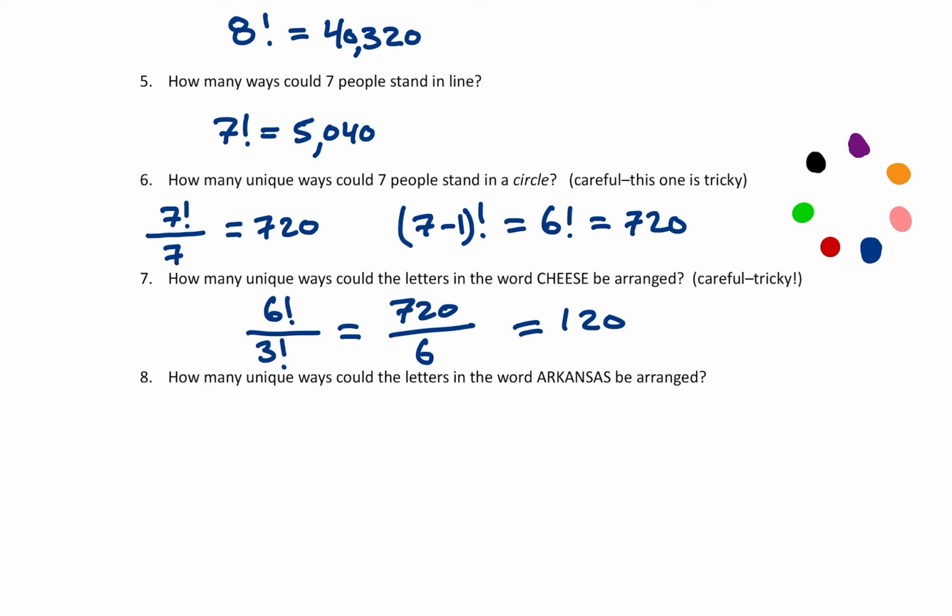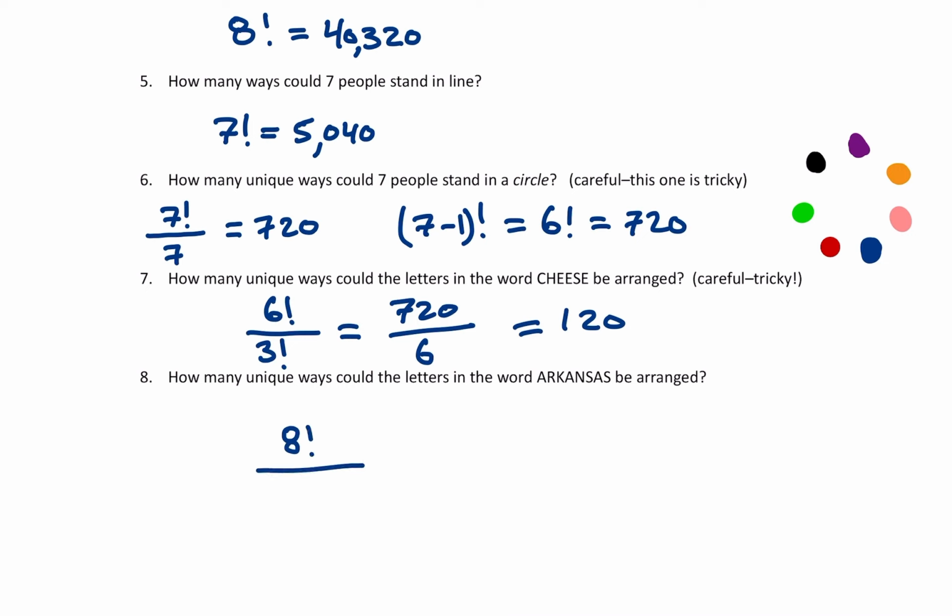Okay, a kind of similar problem to the one before with the word Arkansas. This time I've got 2 letters that are repeating. Both the A and the S repeat. So I'll start it just like I started my other 2. Count up my letters. I've got 8 letters, so I'll put 8 factorial.